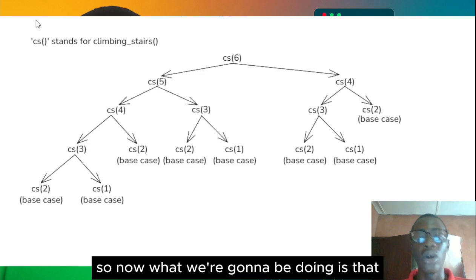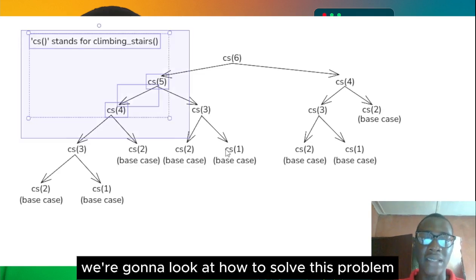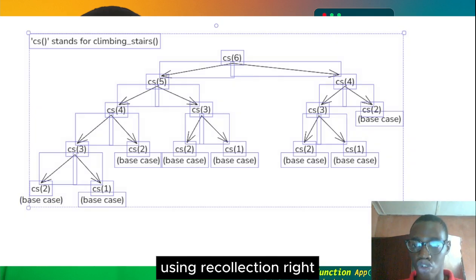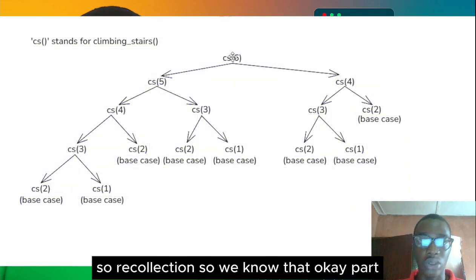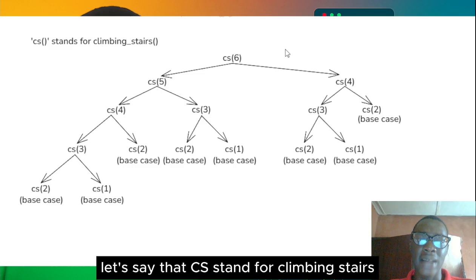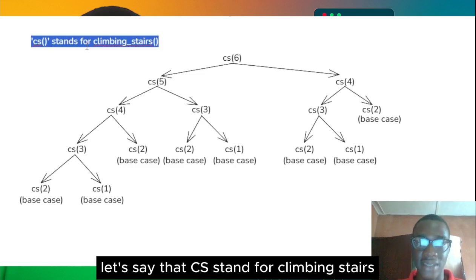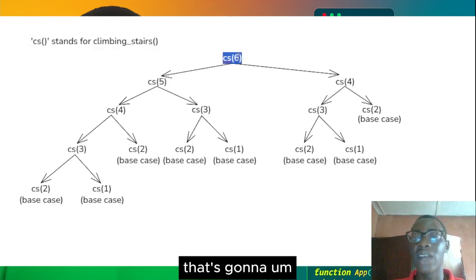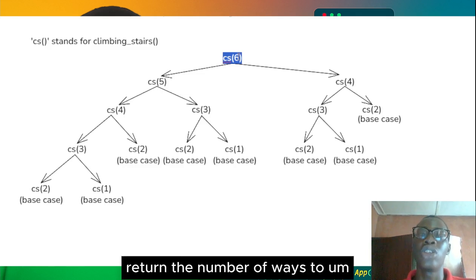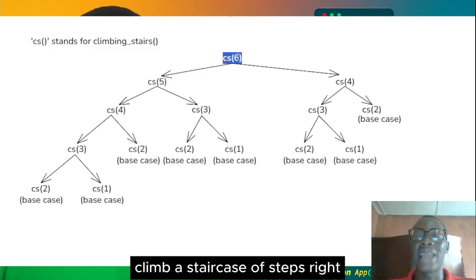Now we're going to look at how to solve this problem using recursion. Let's say that CS stands for climbing stairs. This function, climbing stairs, is going to return the number of ways to climb a staircase of step 6.